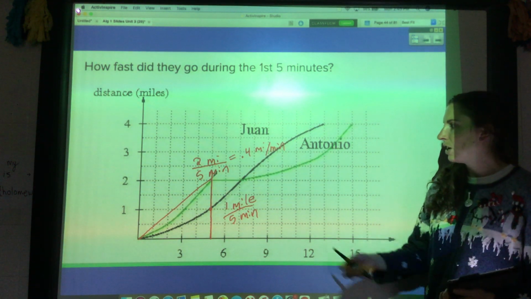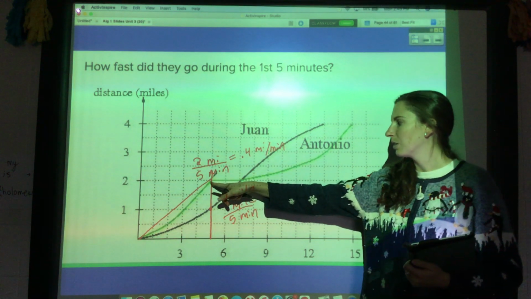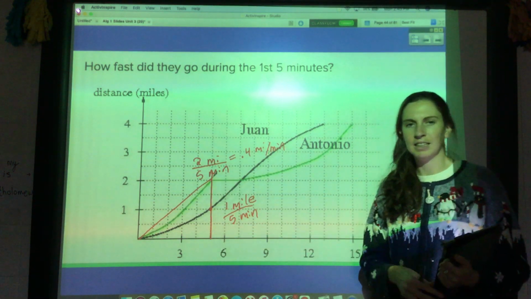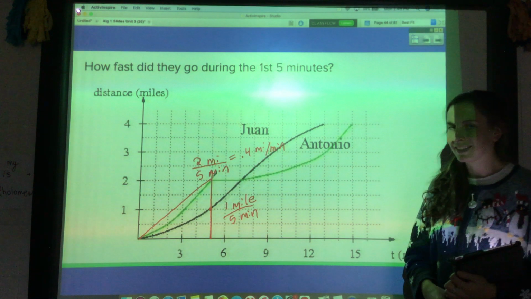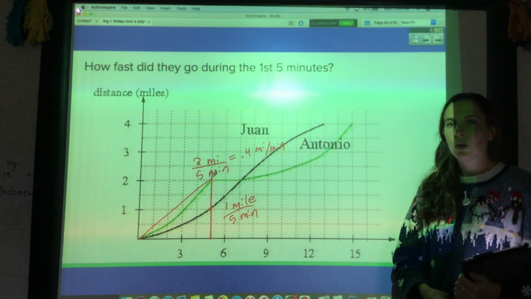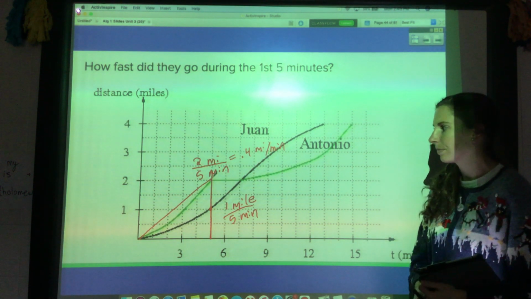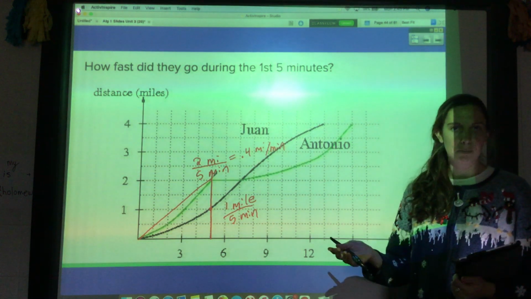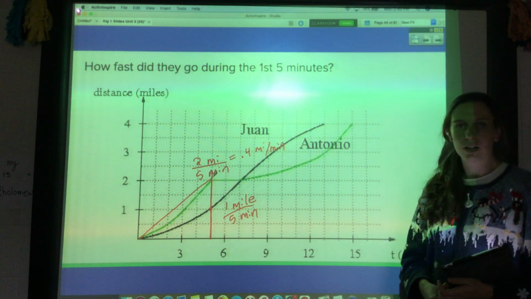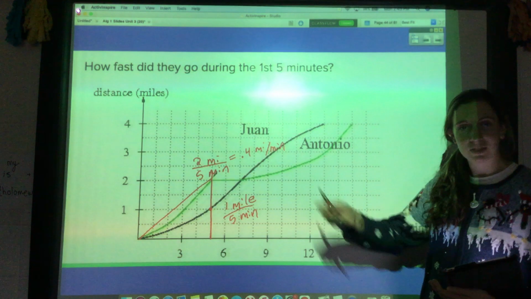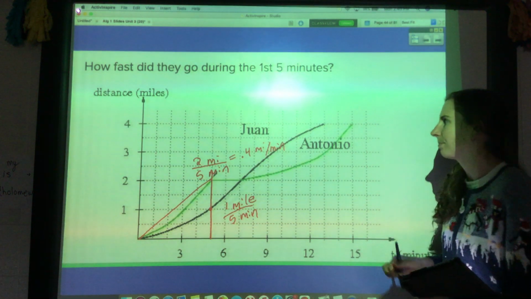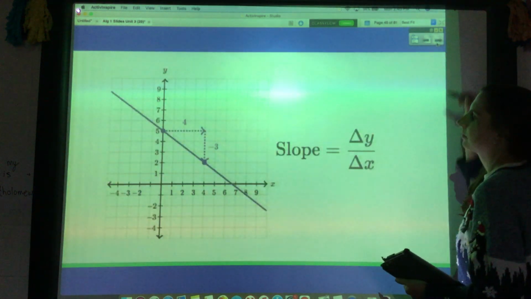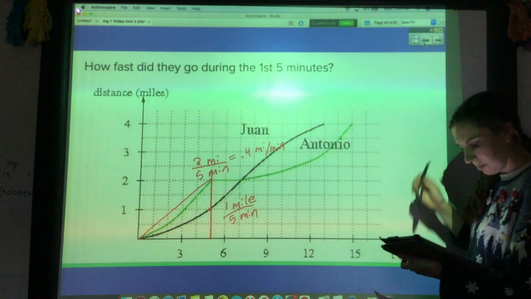If you're going 2 miles in 5 minutes, you are probably not running. That would be world record setting pace. So maybe on a bike, scooter, car, I don't know. Take your best guess. What do you think it is? Let's see if that was it.